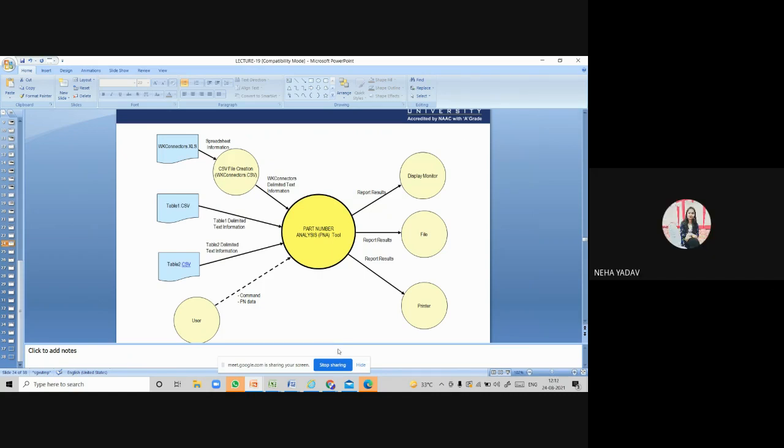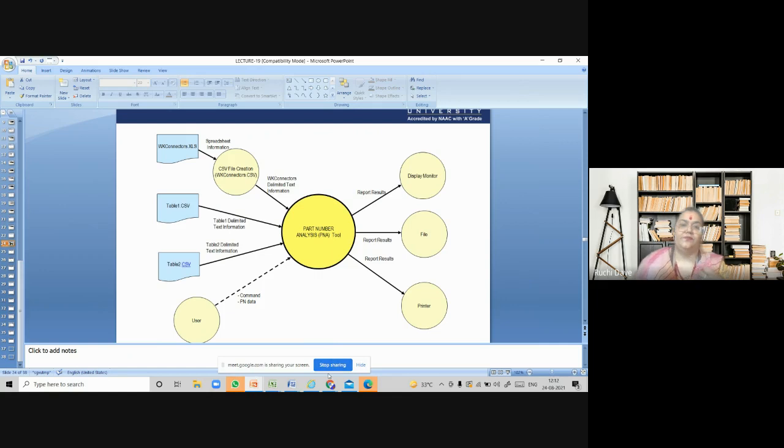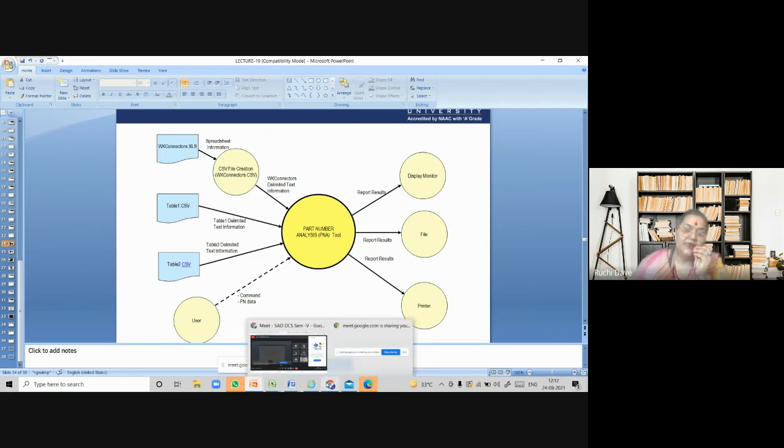Yes, ma'am. Please note down this one. Understand this one, what is happening, and please tell me also that this DFD is depicting something, and what is that something which it is depicting.